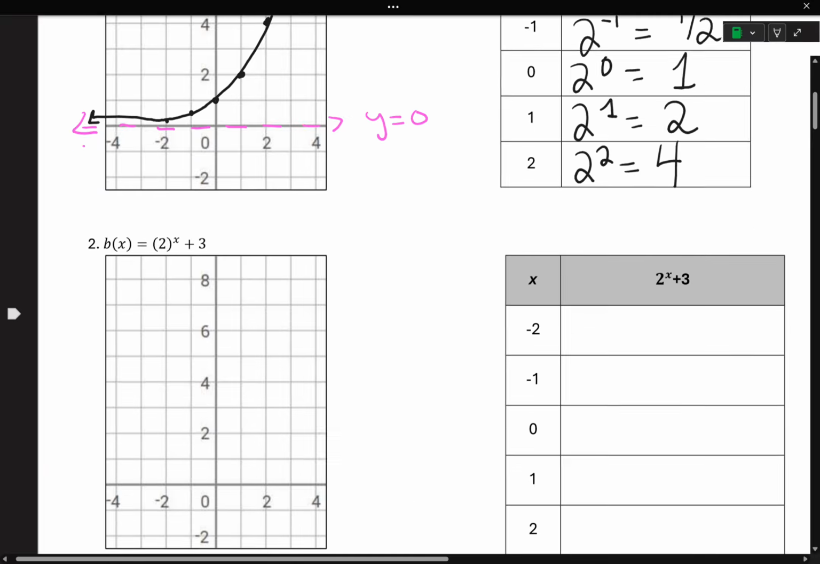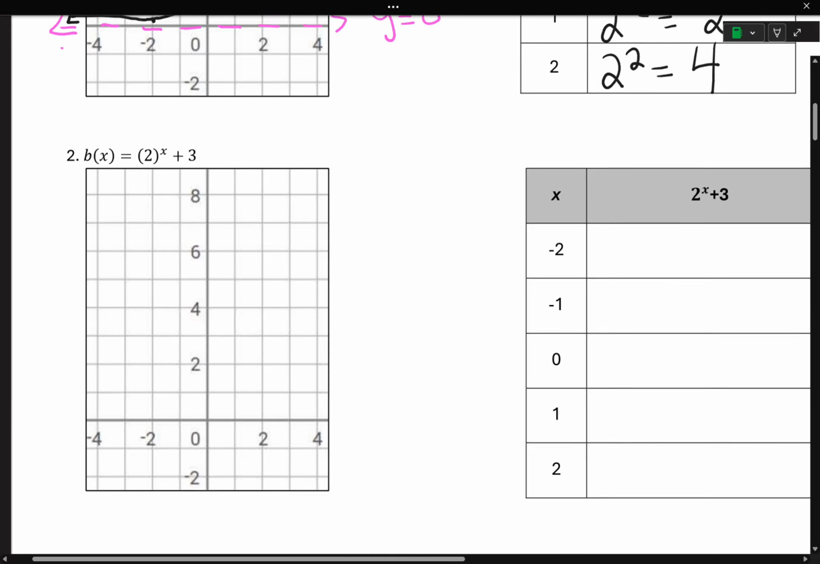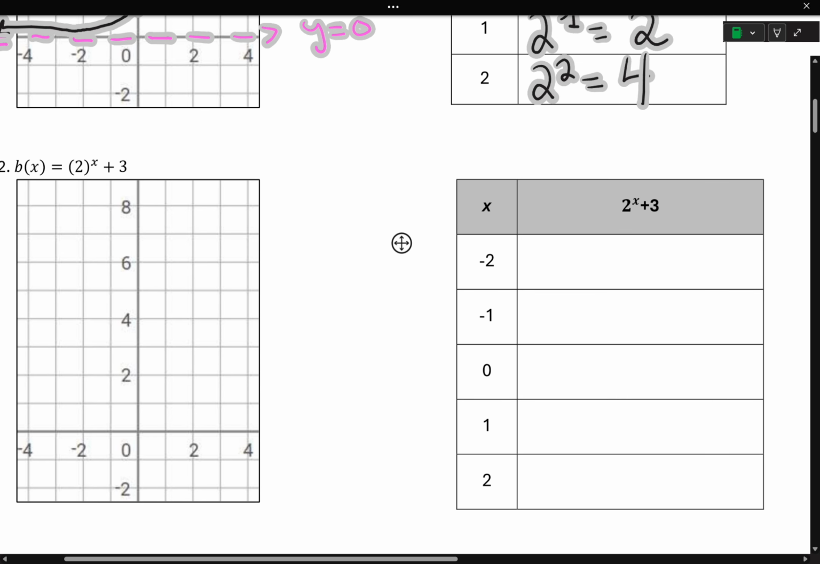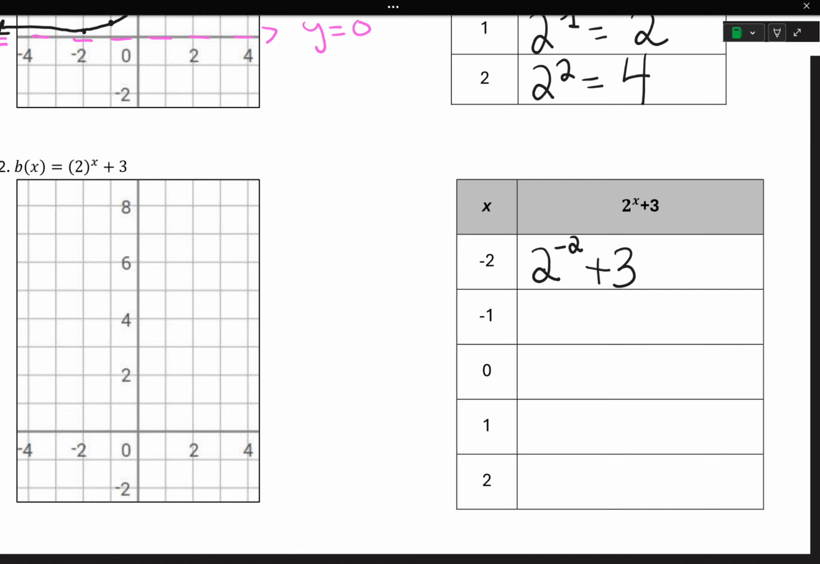Okay, so in number 2, we still have 2 to the power of x, and then we have a plus 3. Let's see how that affects our parent graph. This is how we're entering this in your calculator. You have to make sure when you put in 2 to the -2, you click the right arrow and get a plus 3 on the outside. The most common mistake here is not getting out of the exponent and typing a plus 3 up there. Right? That's not what we want. We want a plus 3 on the outside.